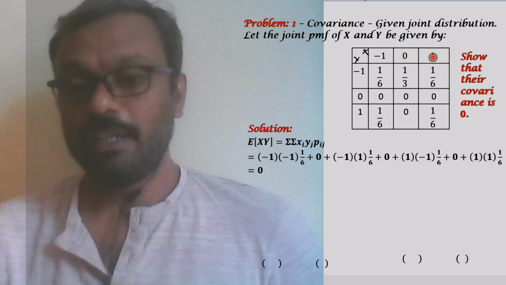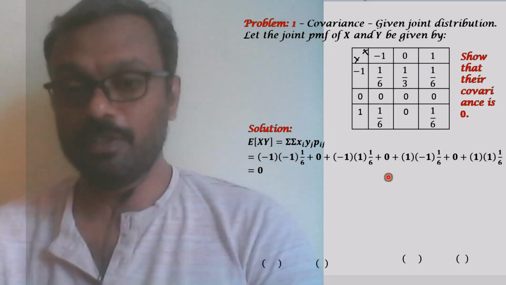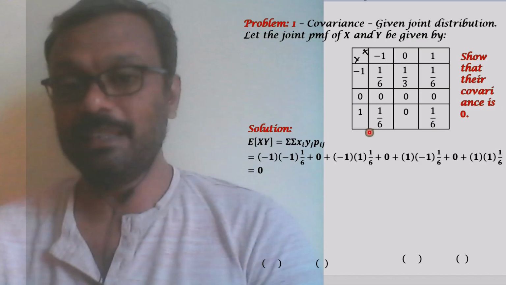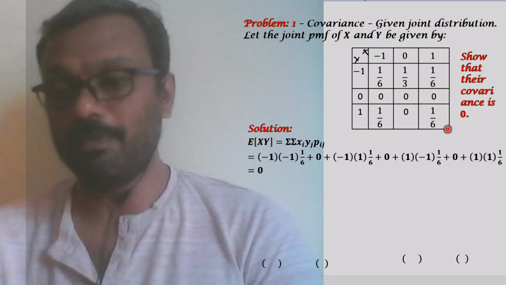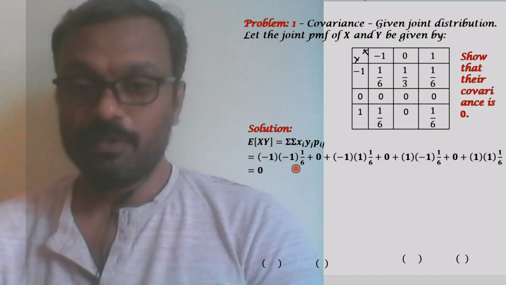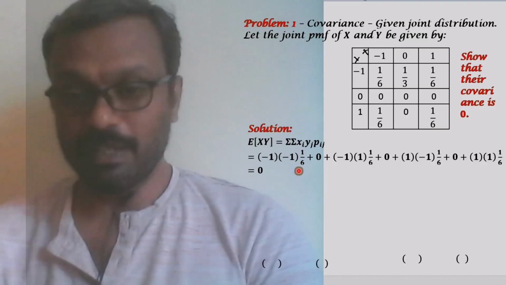And now here we have y value 0, which means x into 0, so the entire row is going to be 0. So we move on to the third row, x takes minus 1 and y takes 1, and this happens with probability 1 by 6. So minus 1 into 1 into 1 by 6. Again we have x equal to 0, so 0 and anything is 0. Now we have x equal to 1, y equal to 1, and this happens with probability 1 by 6. So now adding, we have minus 1 by 6, minus 1 by 6, plus 1 by 6, plus 1 by 6. So E of xy is 0.